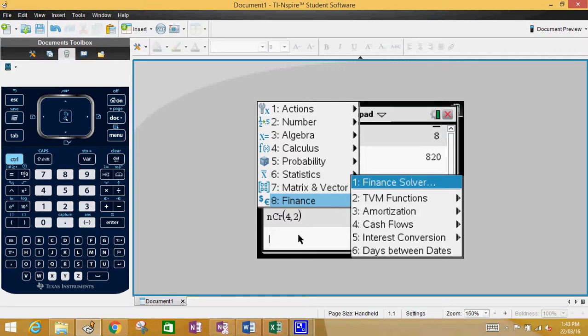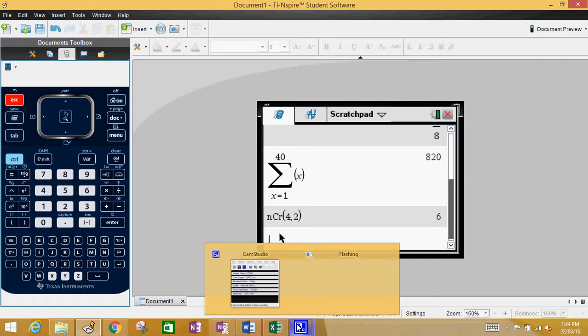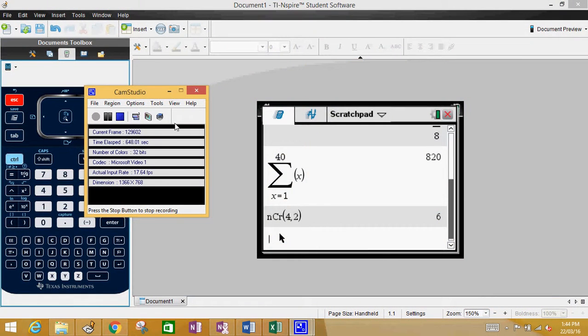So this calculator has a lot of potential, a lot of great things that you can use. Play around with it, become comfortable with it, and then it will help you for your paper 2 tests.